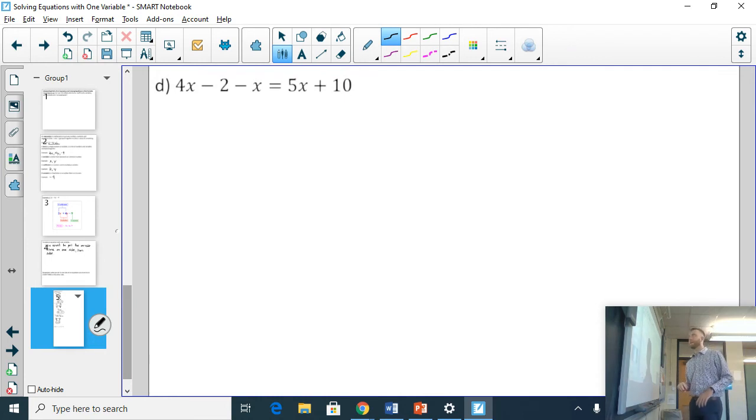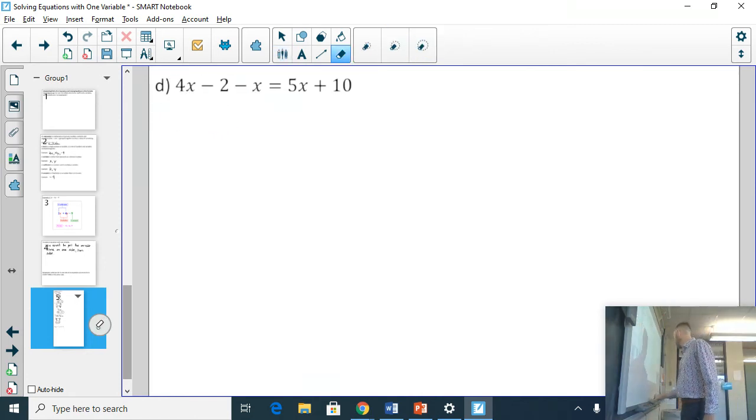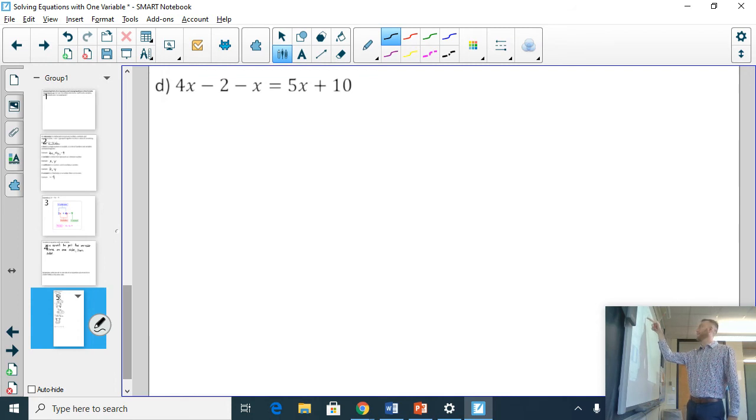And our last one here, the first thing I'm going to do is I see things with like terms on the same side. I see 4x and I see x. So I'm going to combine those. And the way I'm going to do that is 4x minus x. There's an invisible 1 in front of here, right? 4x minus 1x. If you have 4 of something and you subtract 1 of that something, you're left with 3 of that something. So 4x minus 1x equals 3x.